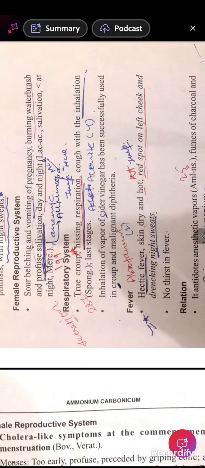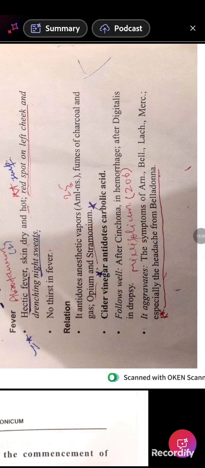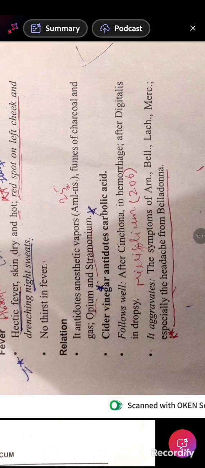Yes. Again go for acetic acid. It antidotes anesthetic vapors, fumes of charcoal and gas, and it also antidotes opium and stramonium. This is important, opium and stramonium. Okay, relation. The next point is acetic acid, which antidotes carbolic acid too.